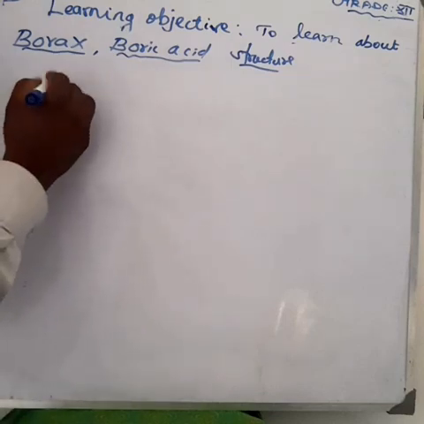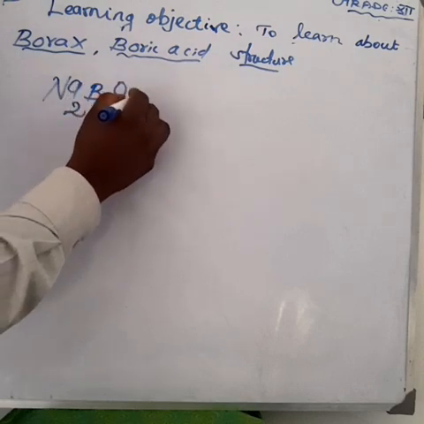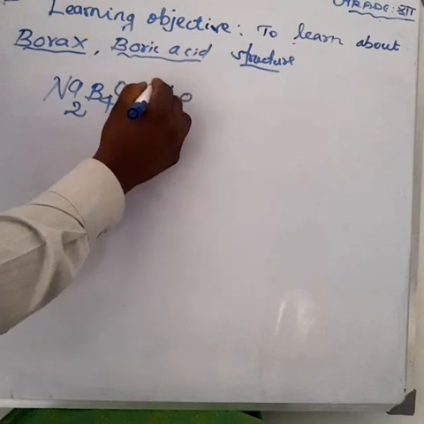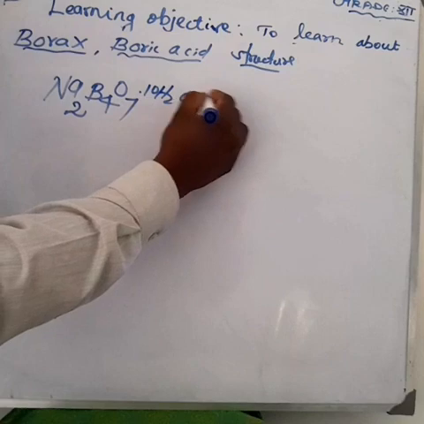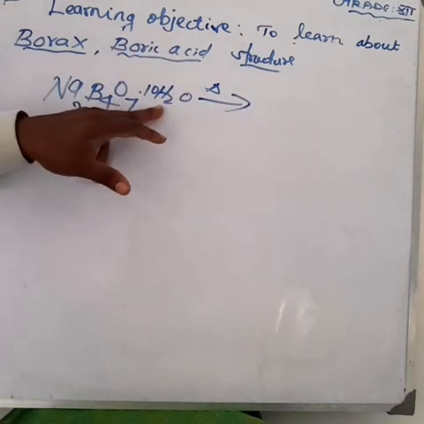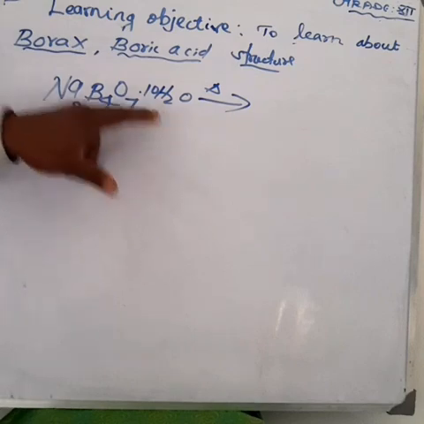So, what is the formula here? Na2B4O7. Borax is normally formulated as Na2B4O7 with 10 molecules of water. Am I right? So you have to write 10 molecules of water.